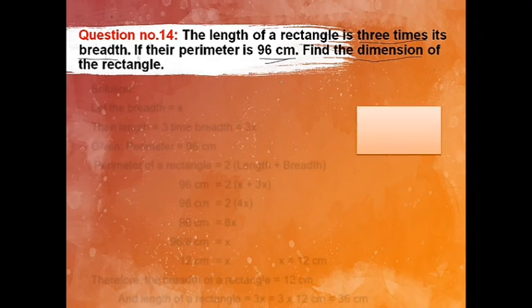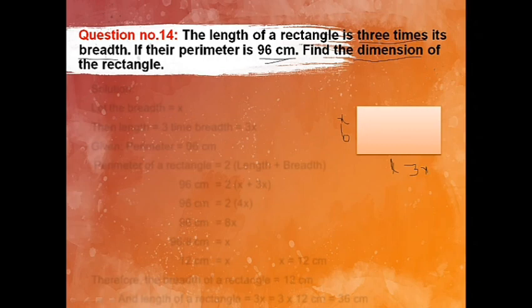So it is given a rectangle, so here it is the length of the rectangle, we will write it here L, and here it is the breadth of the rectangle. Now the dimension of the rectangle we have to find out, and perimeter is given, but here the condition is given that the length of a rectangle is 3 times its breadth. So means if we take breadth as x, then the length will be 3 times the x, means it will be 3x.